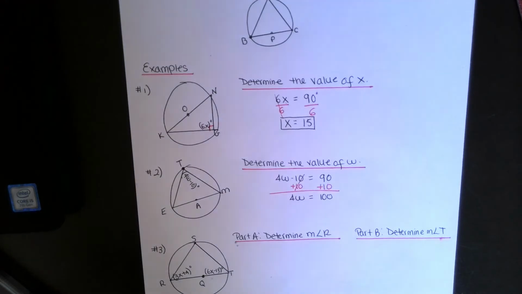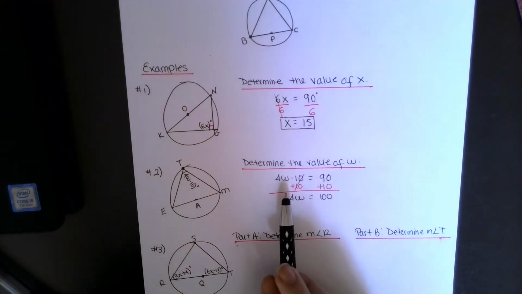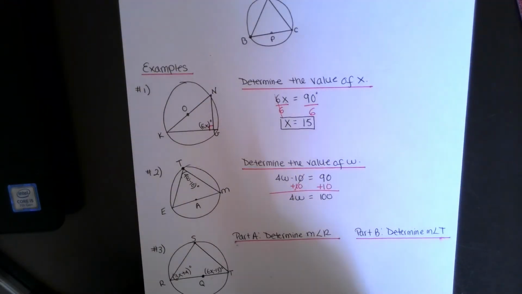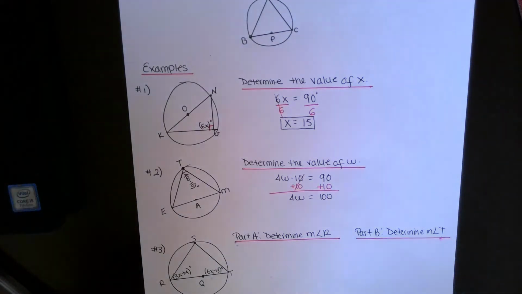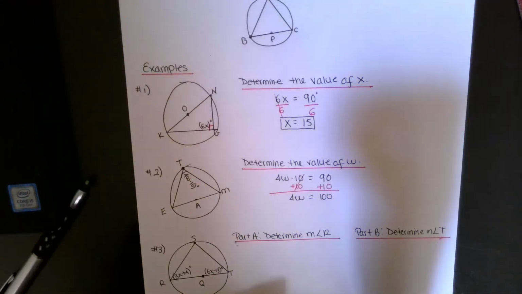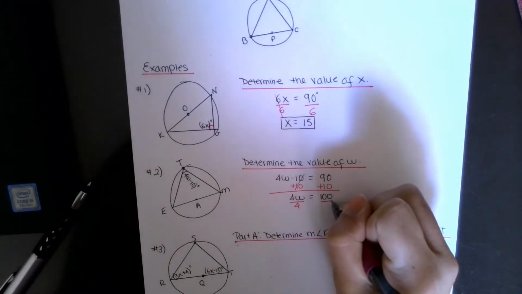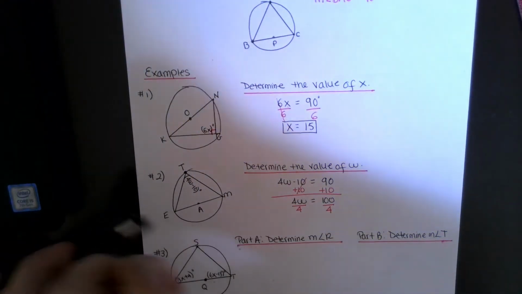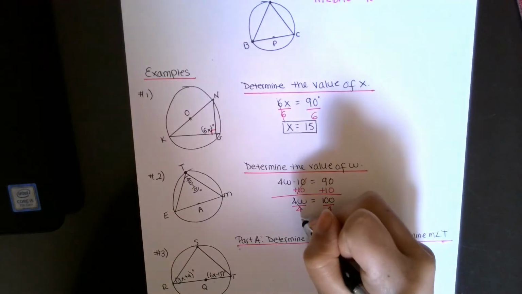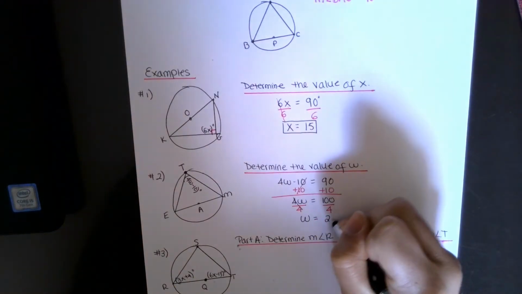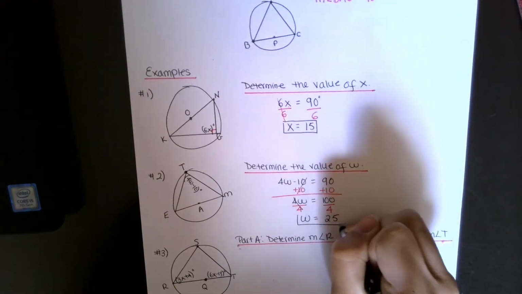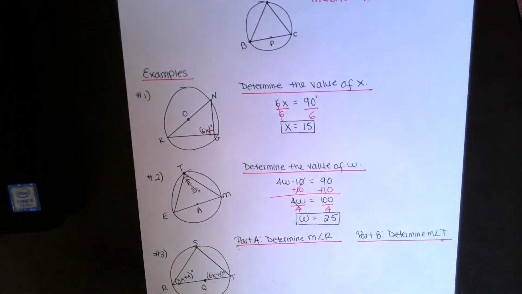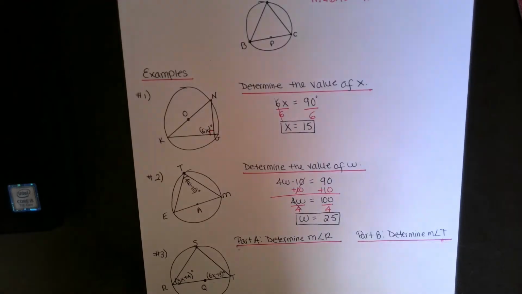And the last step is I want W to be by itself. So if I cover W, I still have that 4. The operation is multiplication, so the opposite will be dividing. I'm going to divide both sides by 4. So that divides out to 1. You have 1W equals 25. Okay, so that's how you find it when your inscribed angle intercepts a diameter.